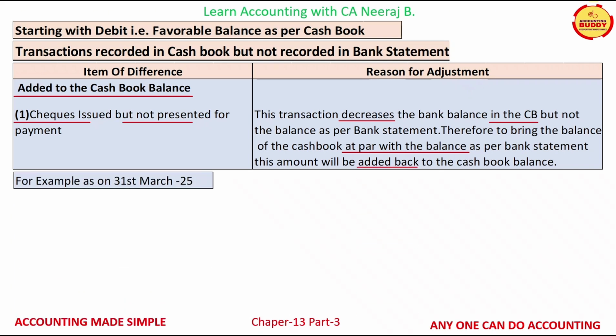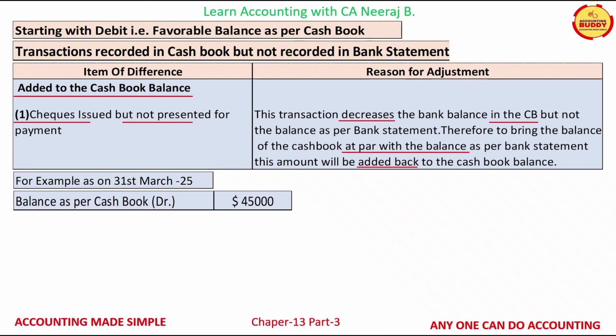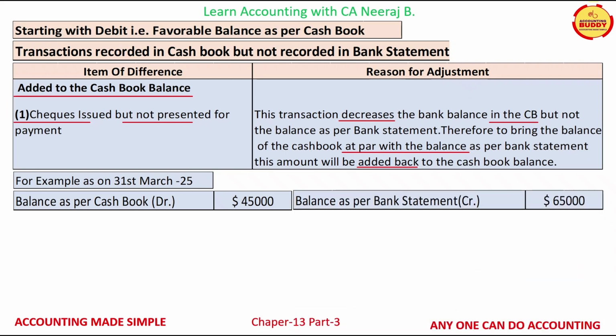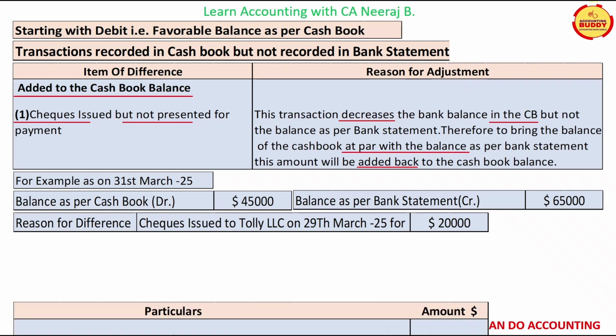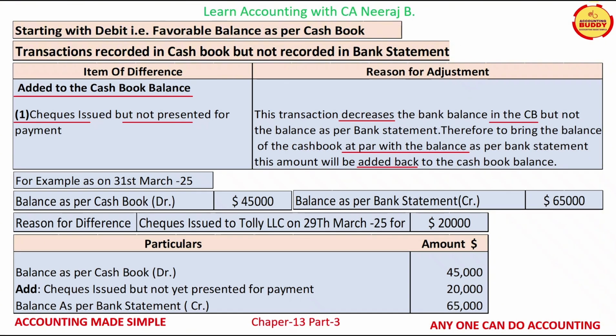For example, as on 31st March 25, balance as per cash book is a debit balance of $45,000 and the bank statement has a credit balance of $65,000. The reason for the difference in the two balances is a check issued to Tully LLC on 29th of March 25 for $20,000. Now, if we are starting the bank reconciliation statement with a debit balance of $45,000 as per cash book, we will add the check amounting to $20,000 to the cash book balance to arrive at the credit balance of $65,000 as per bank statement.